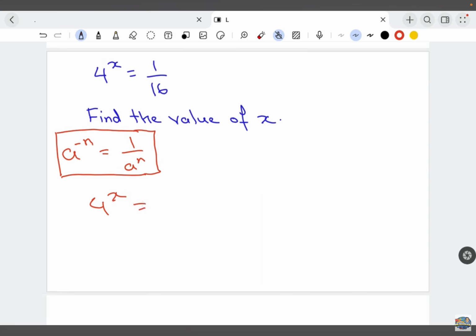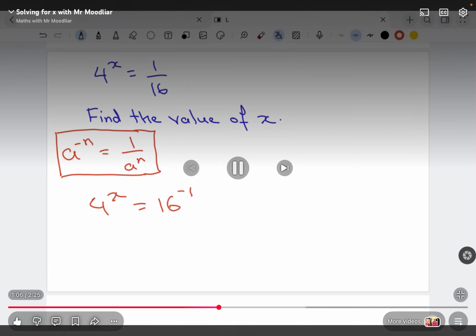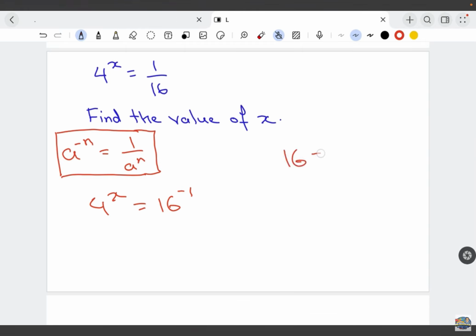4 to the power of x and 1 over 16 can be written as 16 to the power of negative 1. And 16 can be written as 4 squared. So I'm going to do my substitution. I'm replacing 16 with 4 squared. So we have 4 squared to the power of minus 1.